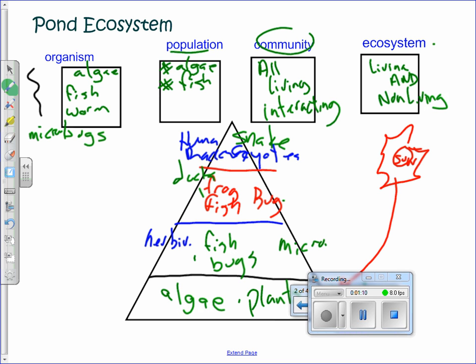The second page of the packet talks about biotic and abiotic factors. We talked about that last week when we talked about ecosystems, right? So that's in the ecosystems flipped lesson. Yes?